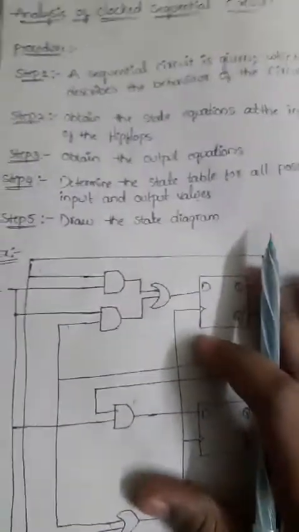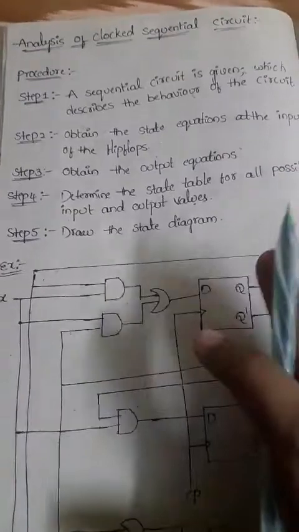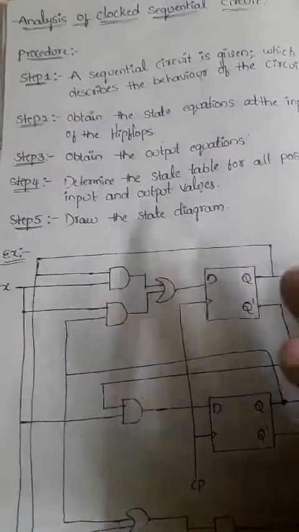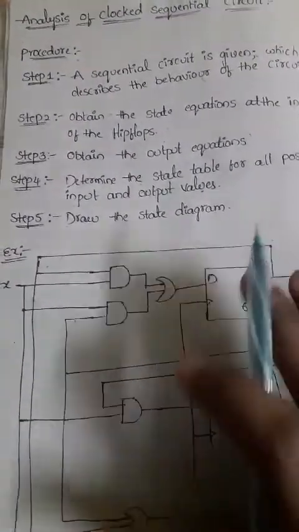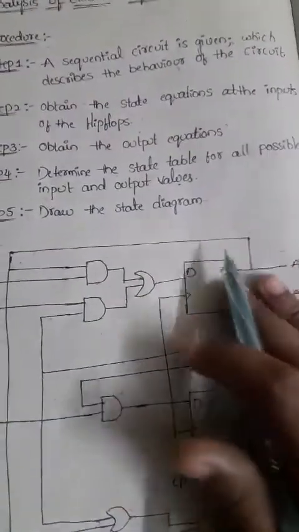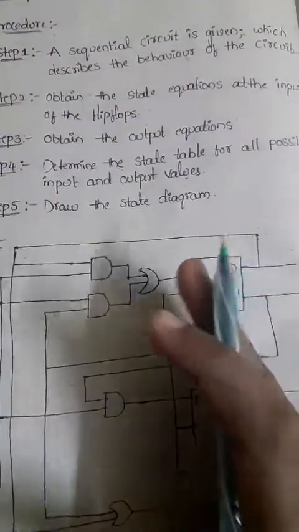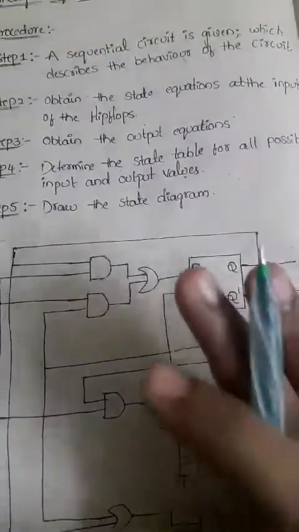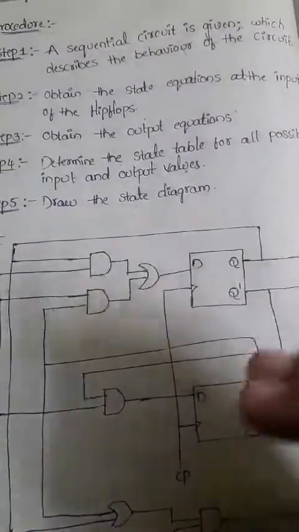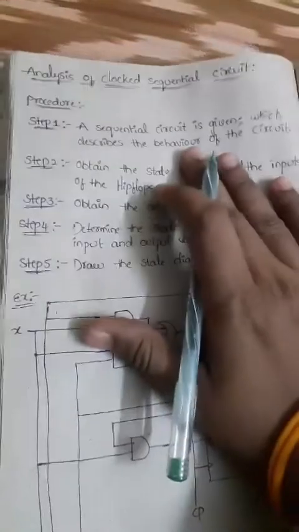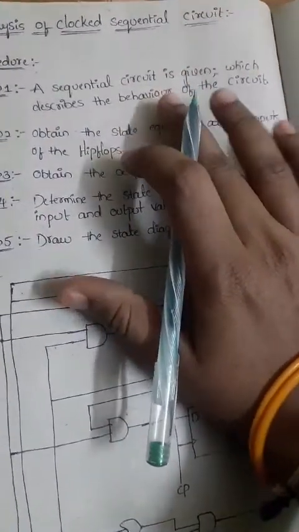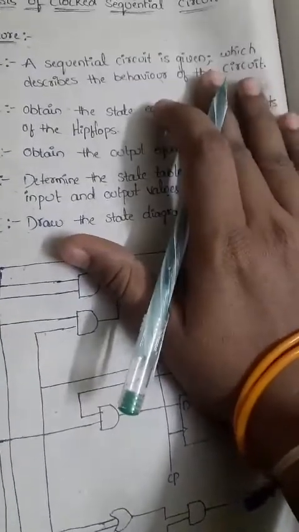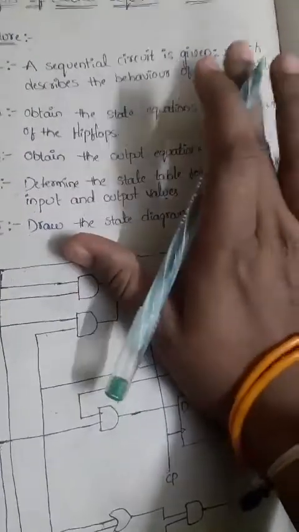In this analysis procedure of the clocked sequential circuit, first they give one problem. The problem will consist of the logical diagram or sequential circuit. That sequential circuit has some combinational gates, or it may consist of some flip-flops. In step 1, whatever circuit we have, we have to verify whether the circuit is sequential or not. So first we have to check it.